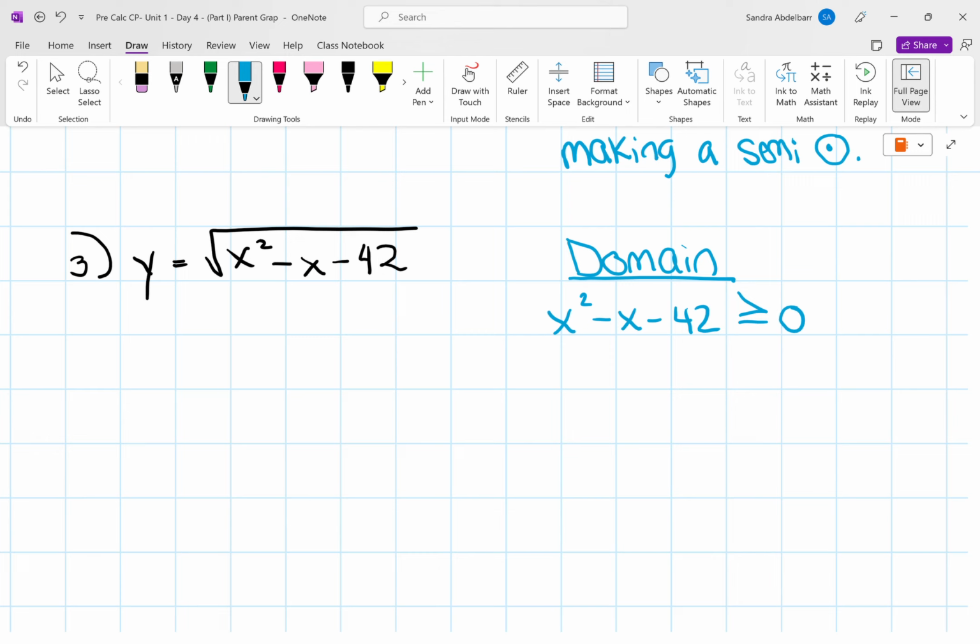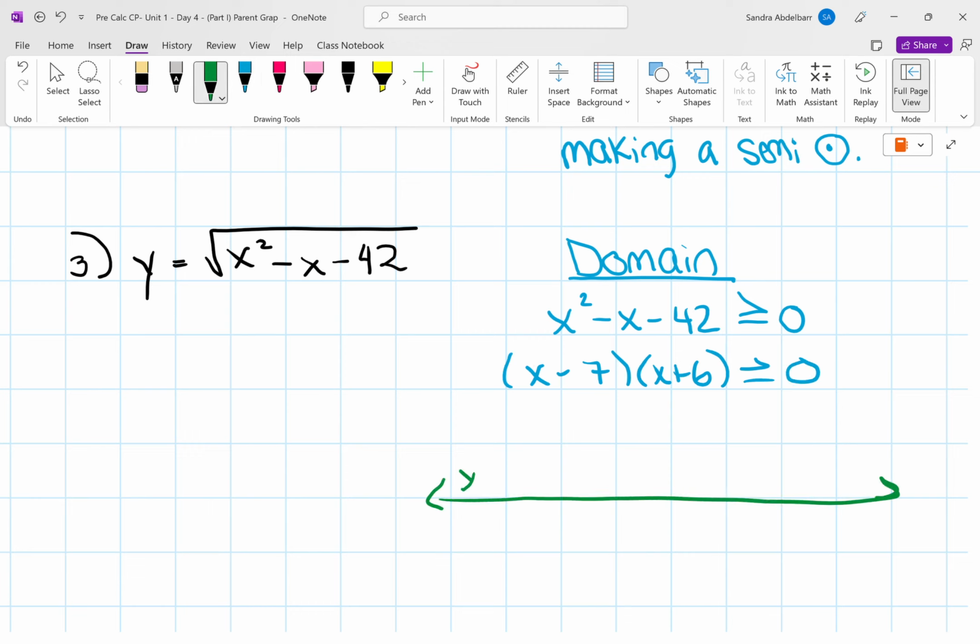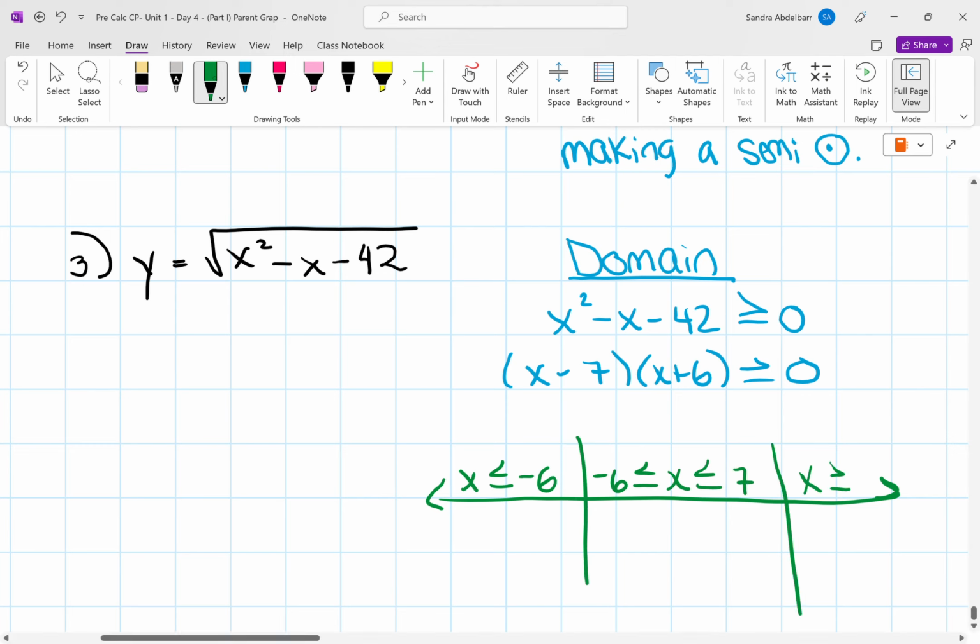Because it's in the radical, good, and we can't have a negative number in a radical because then that's an imaginary number. That's why. So now let's factor. We have x minus 7, x plus 6, greater than or equal to 0. We set up to test our regions. We're going to test x less than or equal to negative 6, negative 6 less than or equal to x less than or equal to 7, and x greater than or equal to 7.